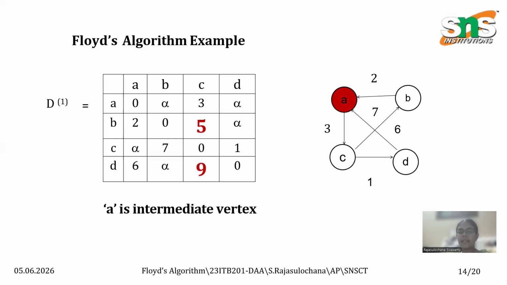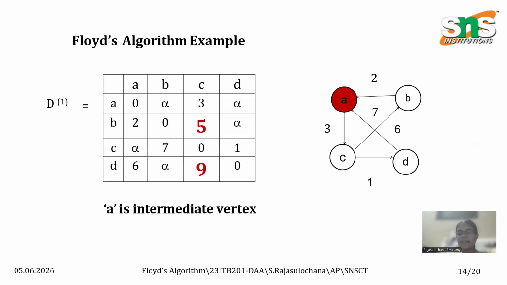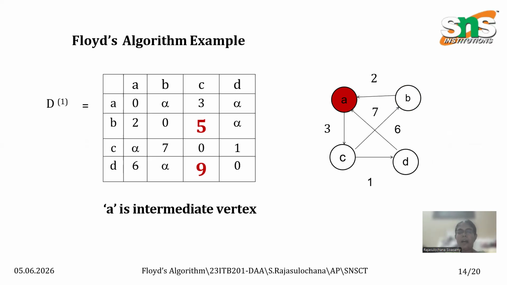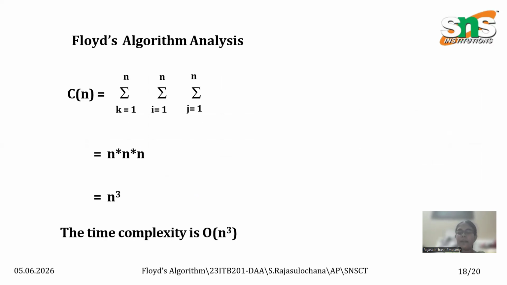For example, if you see here, from B to C, the distance is calculated as 5. However, in the previous distance matrix, the distance from B to C is infinity. So between infinity and 5, 5 is the minimum value, so the distance is updated as 5. Similarly, for all the other vertices, the distance is updated accordingly. Here also, from C to A, the distance calculated is 9. However, in the previous distance matrix, the distance from C to A is infinity. So between infinity and 9, 9 is the minimum value. So it is updated. Likewise, the distance is updated for all the other vertices from A.